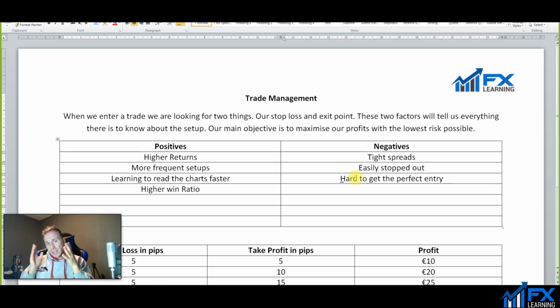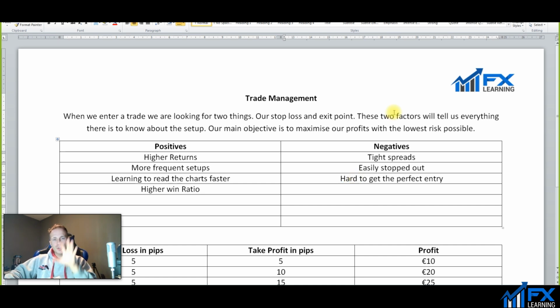Also, you're going to be learning to read the charts faster. In and out scalping, you're going to be making quick decisions, and over time that will have a greater effect on your own personal trading, because you'll be able to see stuff happening as it happens, quick in and out scalping. And obviously a higher win ratio because you're taking a lot of trades and you're in and out like this. High fast-paced trading, you will get a higher win ratio.